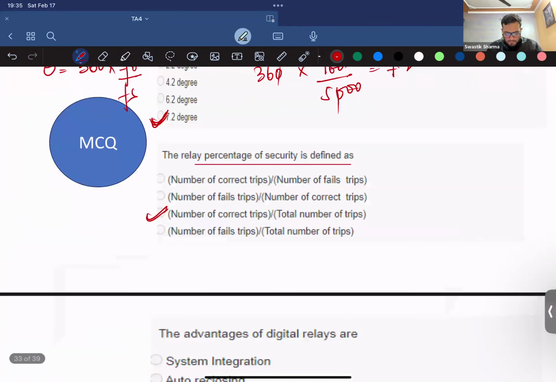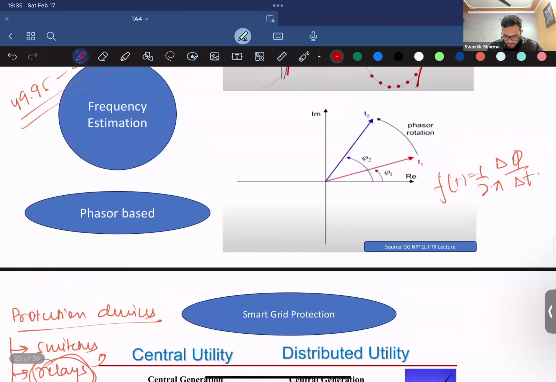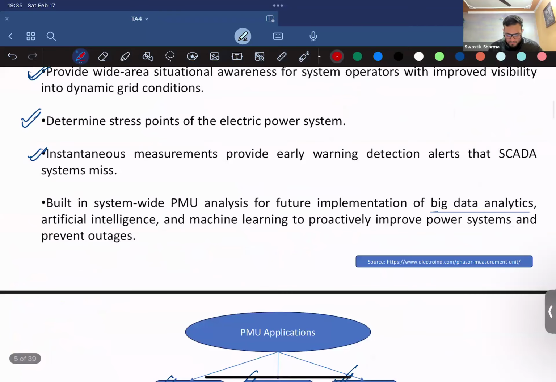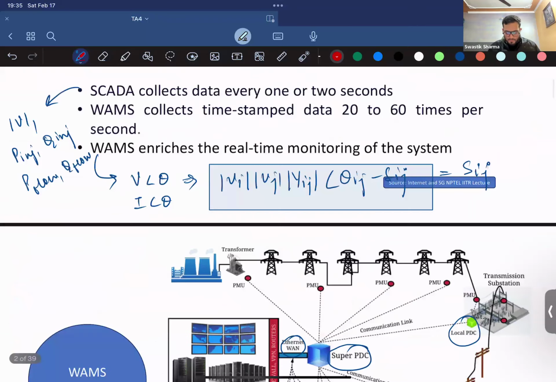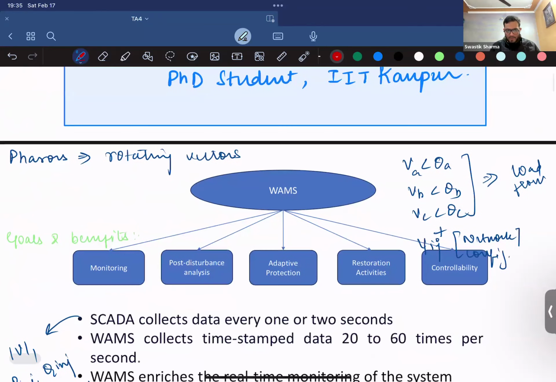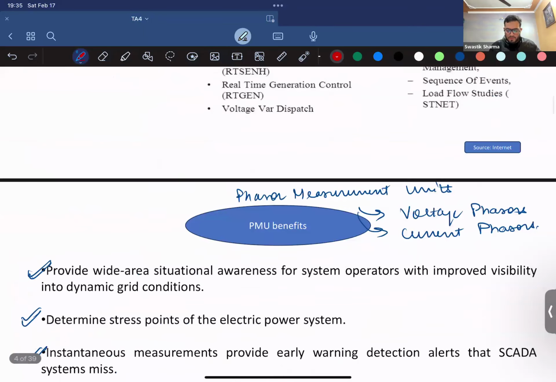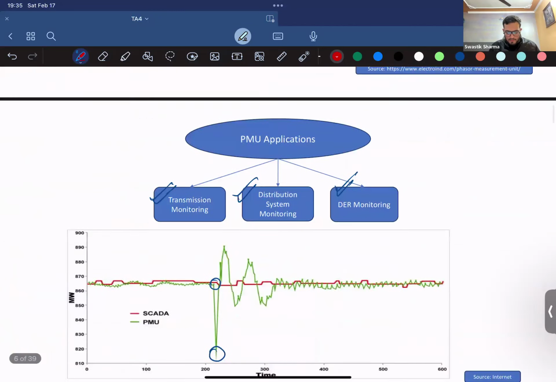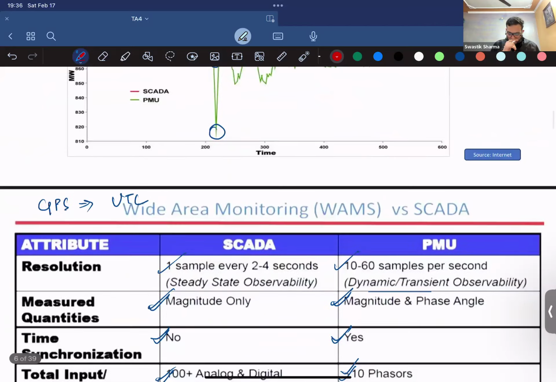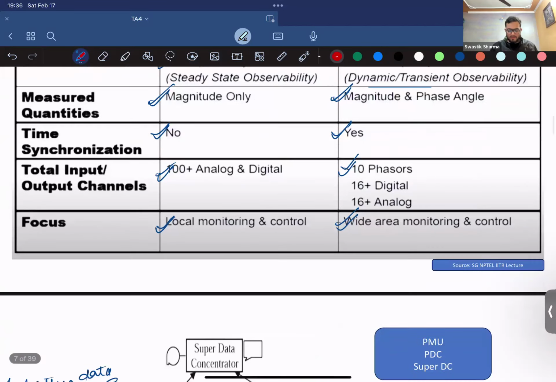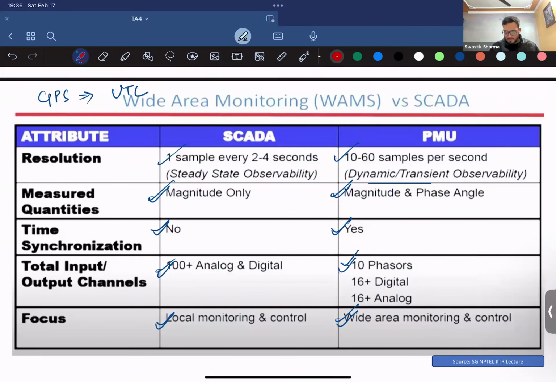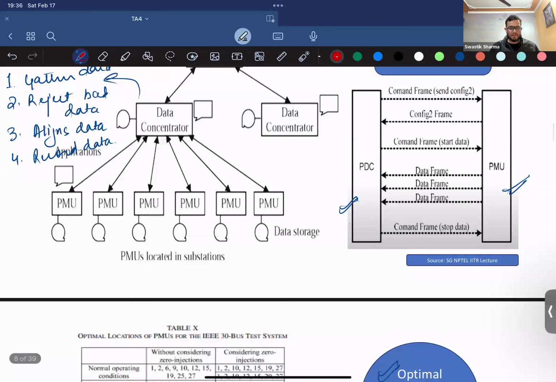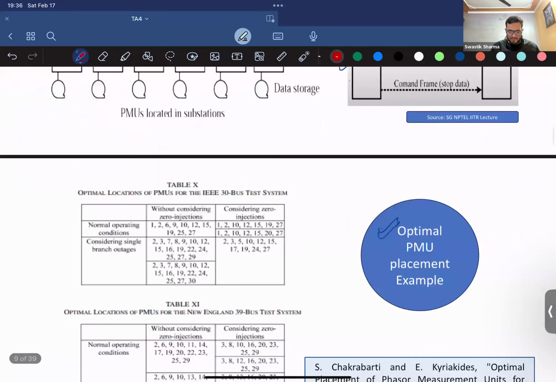So we still have some time left. So we covered a lot of things today. I skimmed most of them. So it's WAMS, which is wide area monitoring system. We covered why wide area monitoring system is required. How is it different to SCADA? Then we talked about PMU. What are PMUs? What are their benefits? What are their applications? Then we talked about the differences between SCADA and PMU. Then we talked about PMUs, how the data is concentrated and where is it sent.